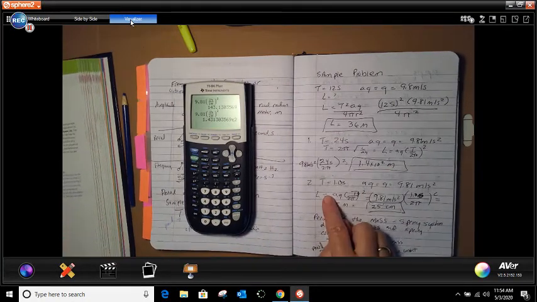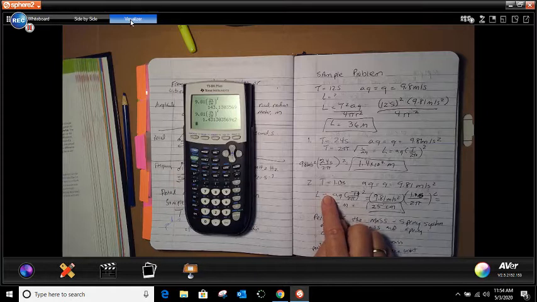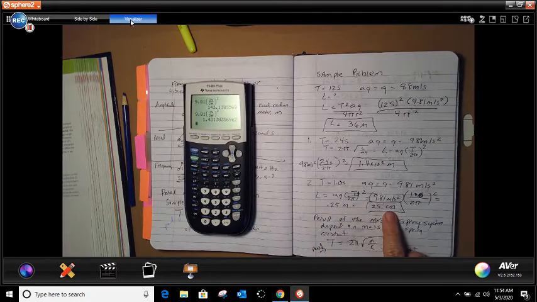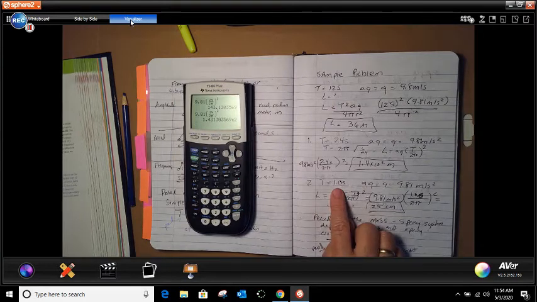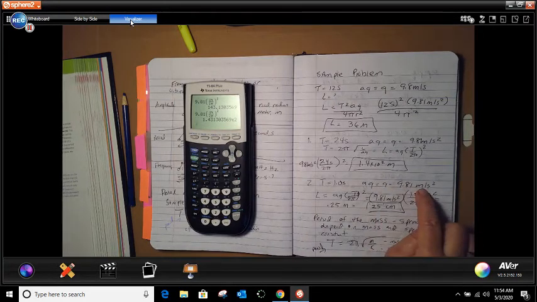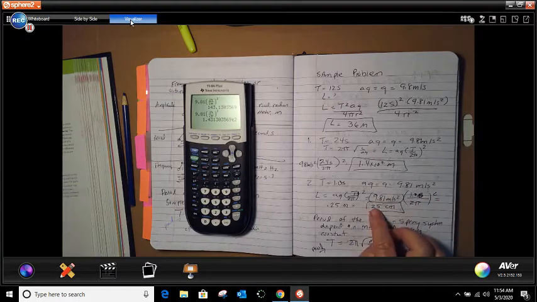Number 2 says, you are designing a pendulum clock that has a period of 1.0 seconds. How long would the pendulum be? So we're going to do it this time. All right, there's 1.0 seconds. Gravity's 9.8, and we're looking for the length again. To be able to do that, we're going to do 9.8 times 1.0 over 2 pi squared, and you should get 0.25 meters, which you need to change to 25 centimeters.